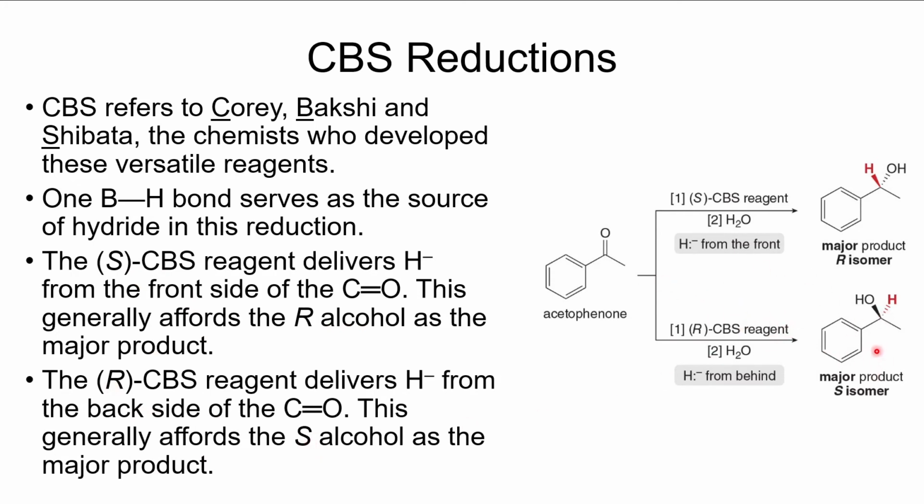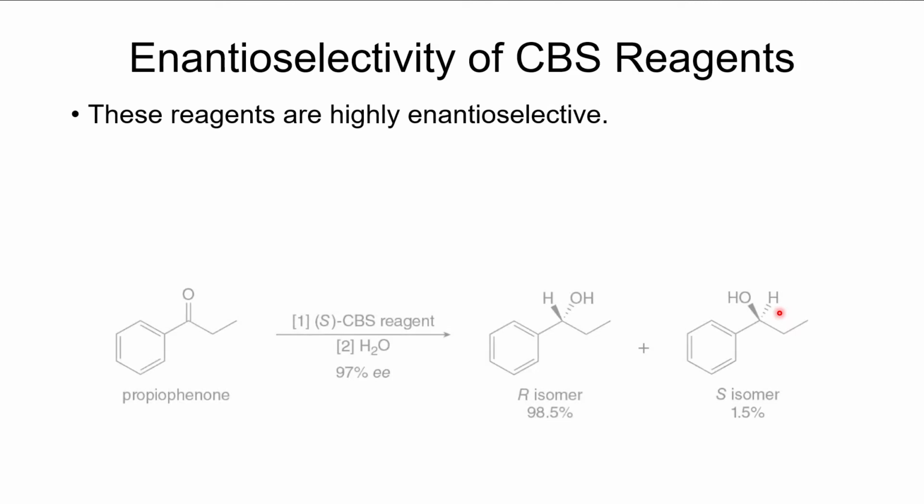But again, I think it's best to remember if it's S, the hydride is going to come in from the front when you lay it out in this position. And if it's the R, the hydride is going to come from the back. Let me show you why I say that. Let's look at a different example. All right, so this particular example works the same way, right? If you use the S, it is going to come in from the front of this, and we will get this hydride, which happens to be the R isomer.